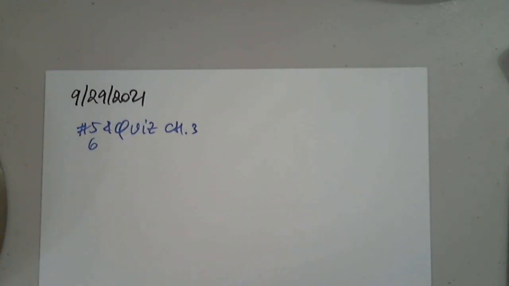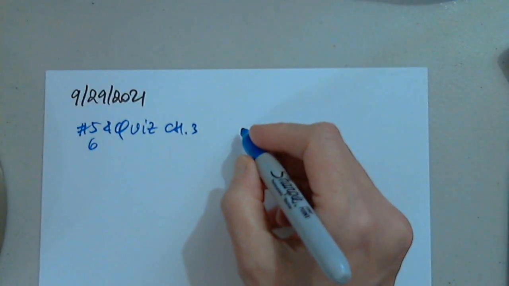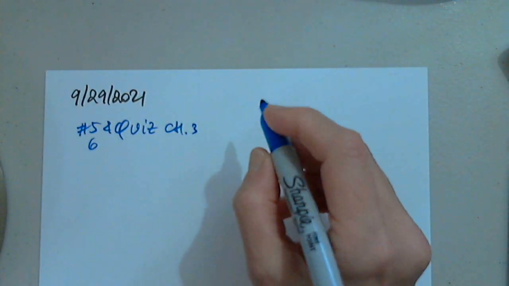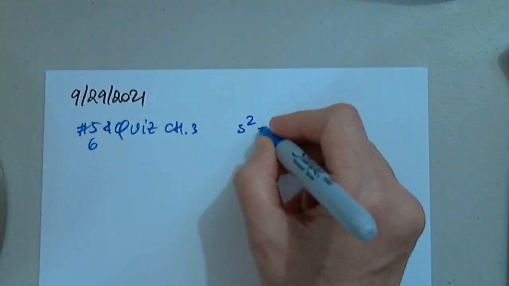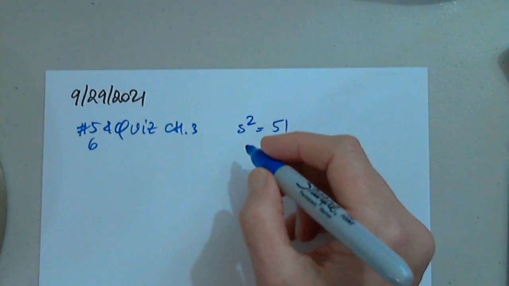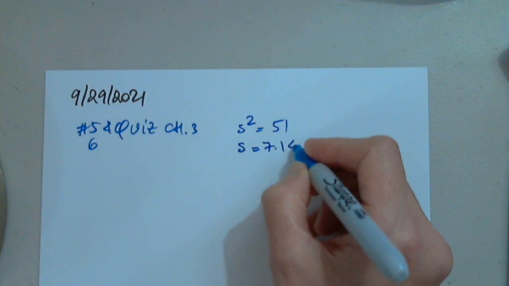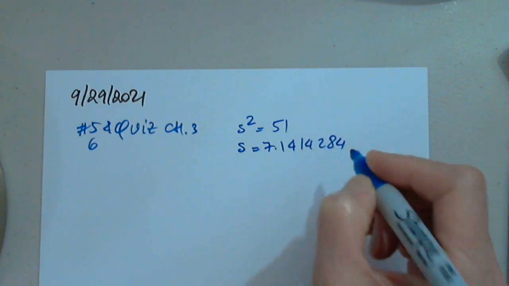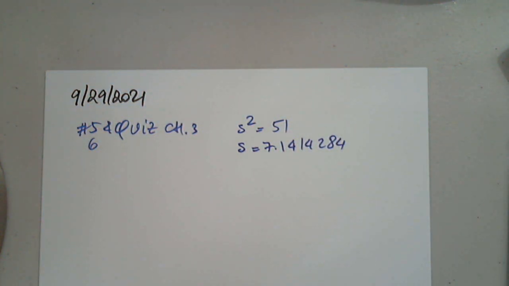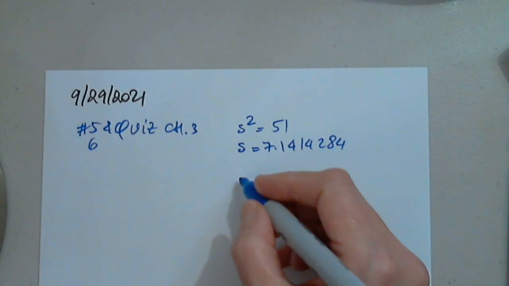So I'm going to write them down. The variance, which is S squared for the sample, is 51, and the standard deviation, which is S, is 7.1414284. Okay, let's see here. So they want, I think that's what I was confused on. I don't know what it's asking. So they did want both.